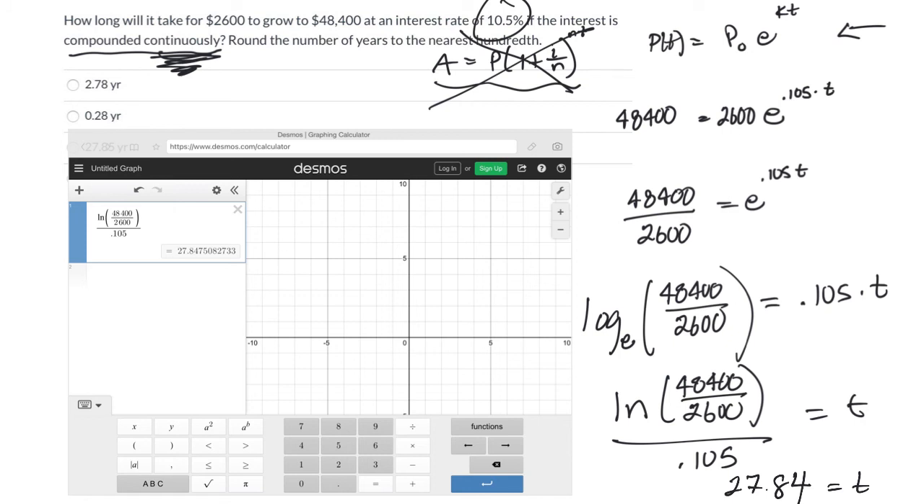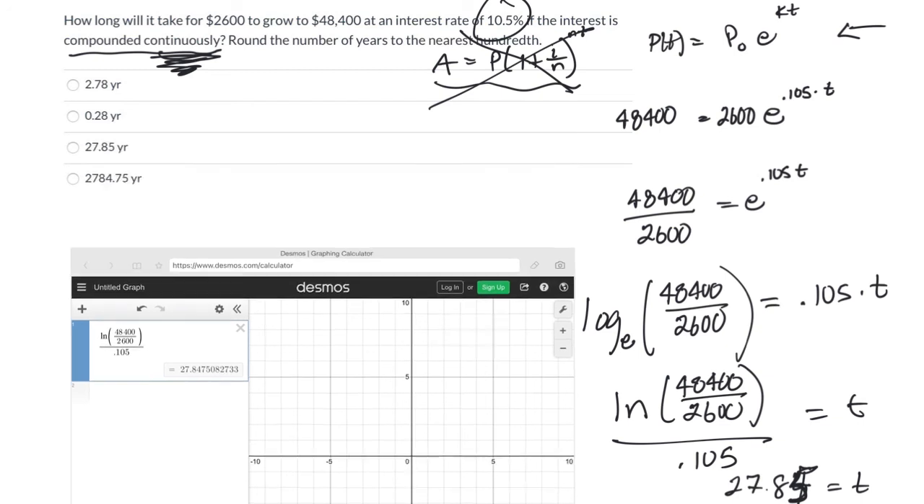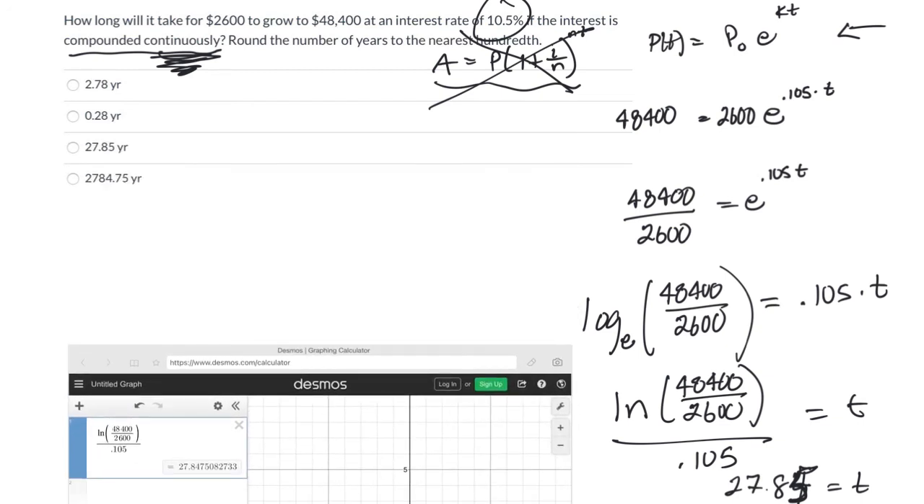27.84. Oh, and they say to round it to the nearest hundredth. Oh, so mine wouldn't be 84, it'd be 85, just rounding it to the hundredth. Let's see if that's an answer. 27.85. Yep, right there. All right, hopefully that helps you with those 4 worded problems.